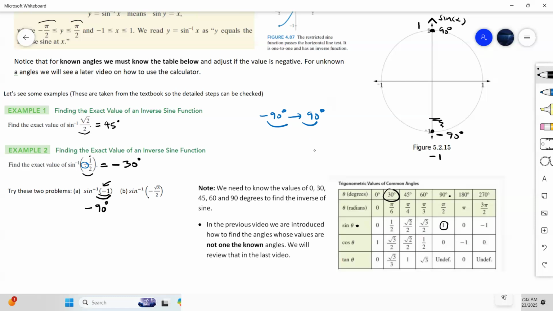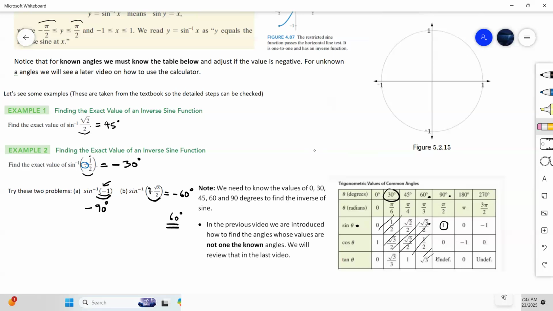Okay. And this one, here's another negative. Square root of 3 over 2. It's associated with the angle of 60. Because it's negative, the answer is minus 60 degrees. Now, if it was positive, obviously I would be here somewhere, and then it would be positive 60 degrees. Okay, so unfortunately, this table we have to memorize. There is no choice.